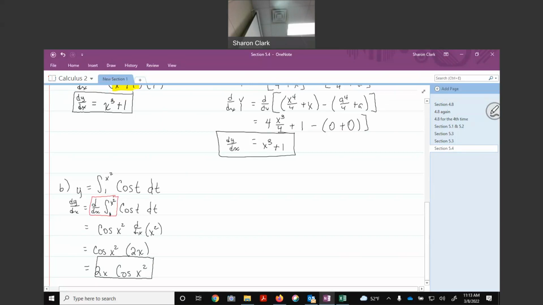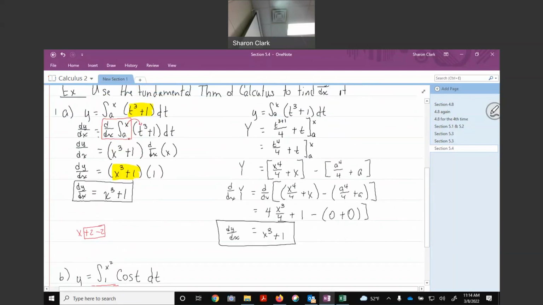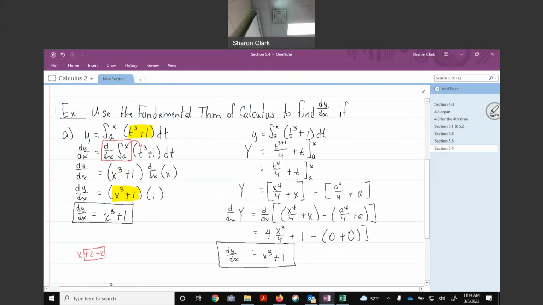It's like doing x plus 2 minus 2. These two cancel each other out, and we're left with what we had, which is the x. We don't worry about it because it's going to be a constant. It's going to be a number. So if I did it the long way, if I did it like I did on this side, that back end is going to be a number. And when I take the derivative of a number, it goes to 0.